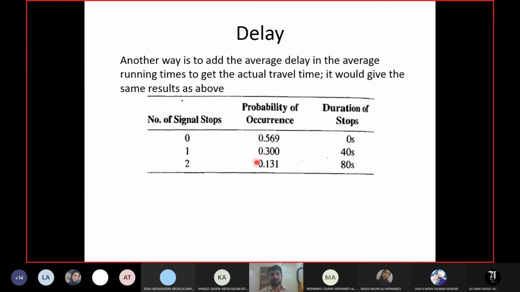Okay. Then 30% of the vehicles stopped at one signal, and the average delay for one signal is 40 seconds. Okay, obviously these values are calculated from the field. This whole table is coming from the field. And then the possibility to stop at both the signals is 13%, almost 13%. Okay, and if you stop at both the signals and one signal causes 40 seconds of delay, so two signals will cause 80 seconds of delay.